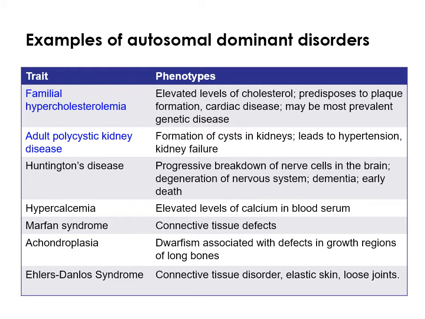Examples of autosomal dominant disorders are such as familial hypercholesterolemia, adult polycystic kidney disease. Both of these are common autosomal dominant disorders. Others such as Huntington disease, hypercalcemia, Marfan syndrome, achondroplasia, Ehlers-Danlos syndrome are rare disorders.